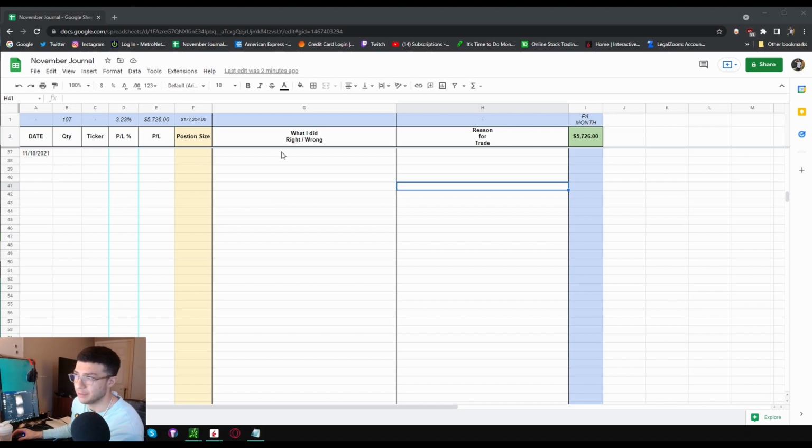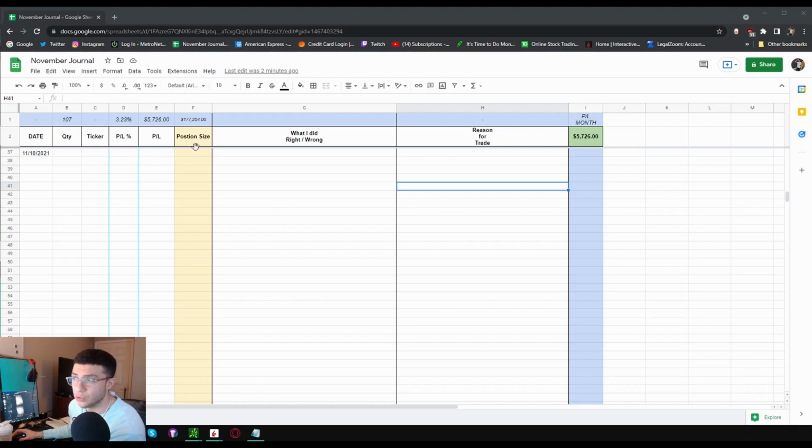And as well, this is pretty much where you're going to be journaling: what you did right and what you could have done better during this trade, or what you did wrong, and then the reason for the trade. So the order I like to go in when journaling my entries is I like to put the date first, quantity, so how many contracts I got in with, the ticker symbol, and then with this particular part, you have to go in a specific order because the percent can be a little buggy sometimes.